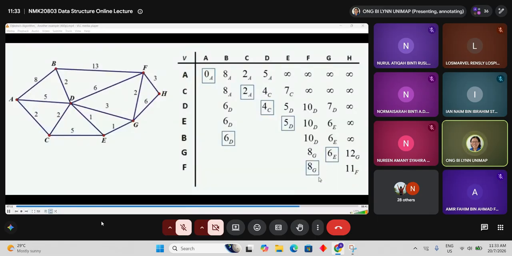Now this row is done, and the only thing that's left to do is to mark the 11F here with a box. And now I have all the shortest paths from A to all the other vertices. If I want to know what the path is, which vertices it went through, I just start at the destination.